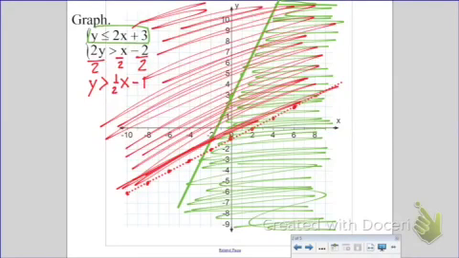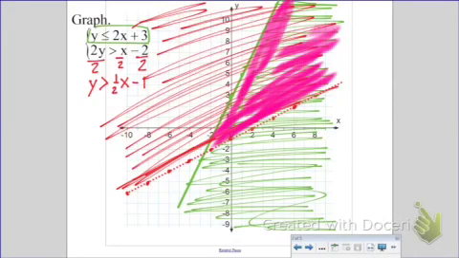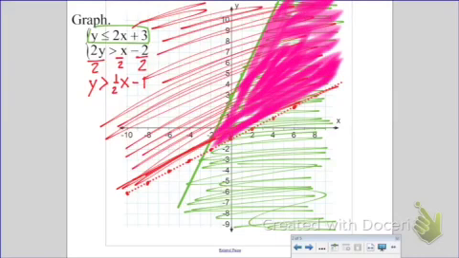And the most important part is that overlap. You see where the green and the red both overlap. I'm going to highlight it in pink so it pops out. This section right here. This is called the common area. Okay? That is the actual solution for the system of inequalities.